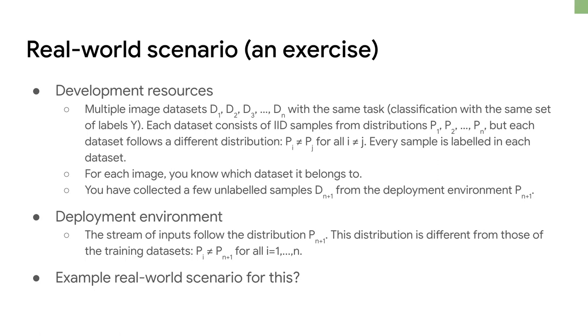Yeah, every sample is labeled in each data set. For each image, you know which data set it belongs to, right? So you have a separate label here indicating which distribution it's coming from. And you have also collected a few labeled samples, D(N+1), for the deployment environment, P(N+1). And now the deployment environment is basically P(N+1), which is different from any of the distributions before.